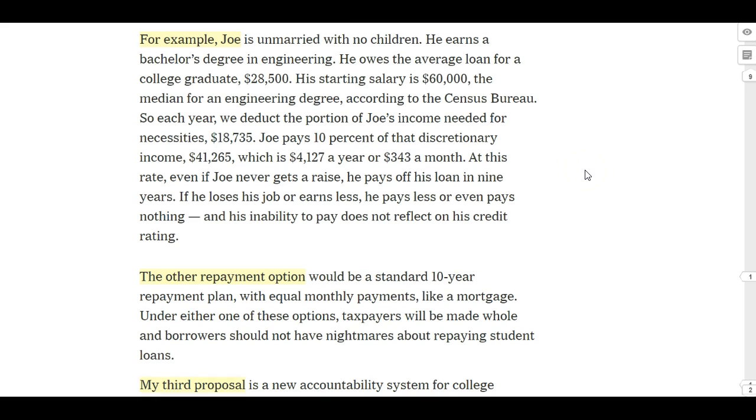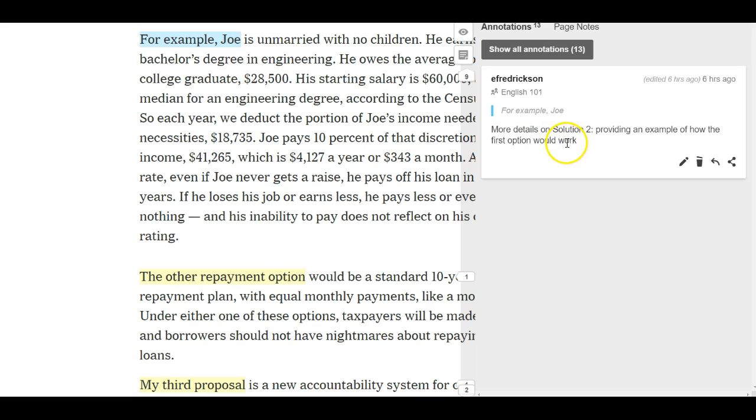For example, Joe is unmarried with no children. He earns a bachelor's degree in engineering. He owes the average loan for a college graduate, $28,500. His starting salary is $60,000. And I'm going to scroll down here. Okay, so Joe's going to end up paying $343 a month. Okay, so what's he doing in this paragraph? He's really just adding more details to solution 2. He's giving us an example of how that would work.